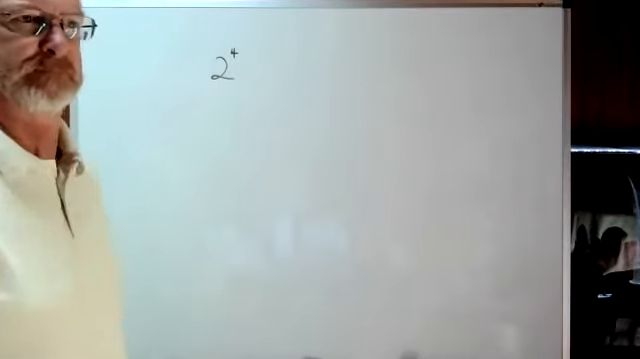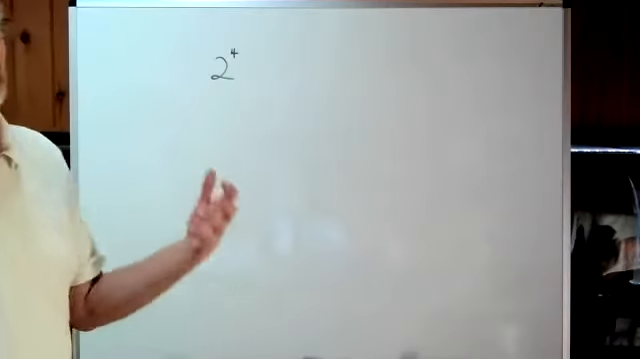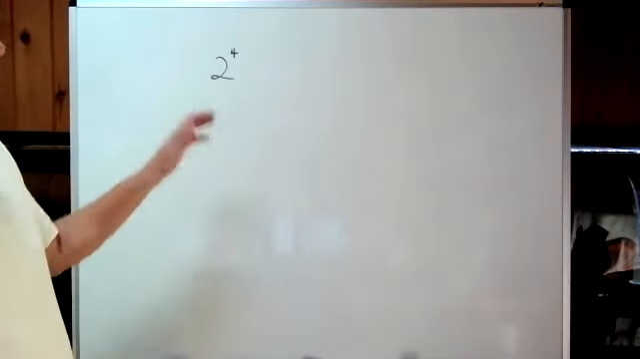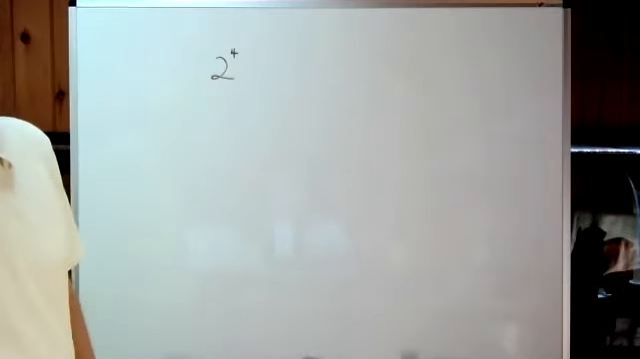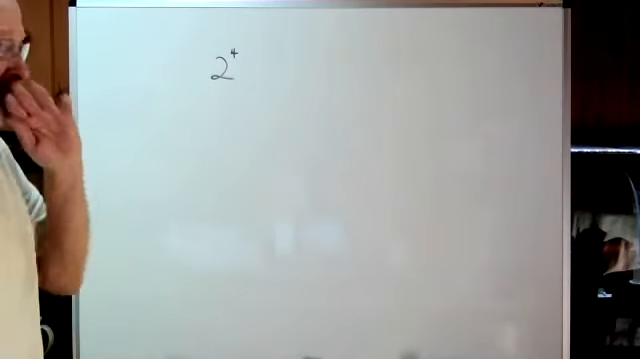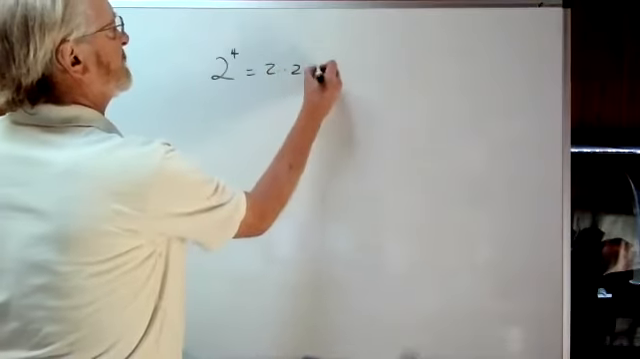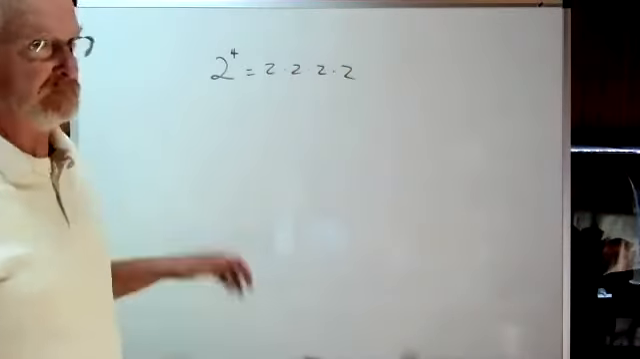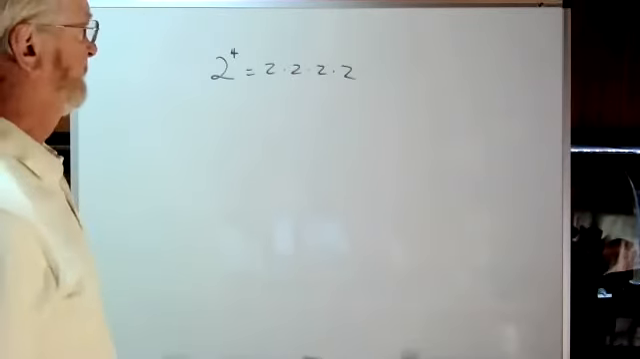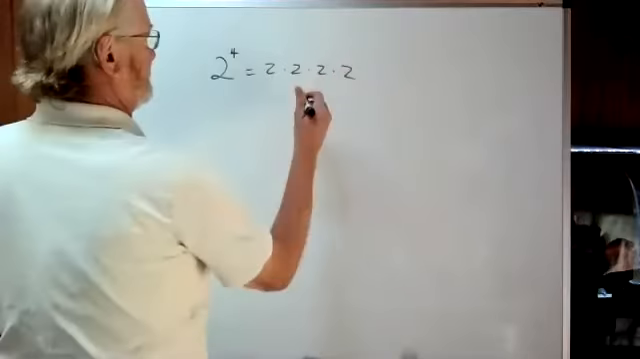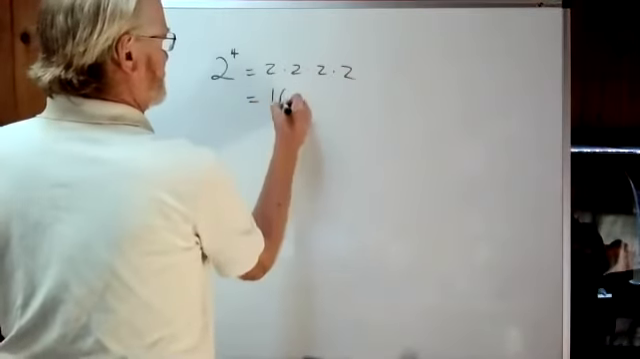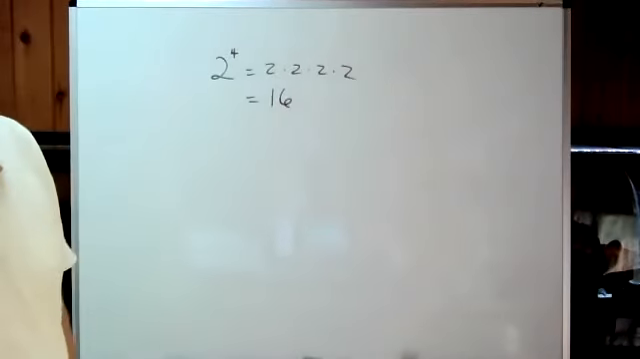2 to the 4th. Here's an exponential expression. The base 2 is used as a factor 4 times: 2 times 2 times 2 times 2. Careful, it's not 2 times 4 being an 8. It's 4, 8, 16. This turns into the number 16.